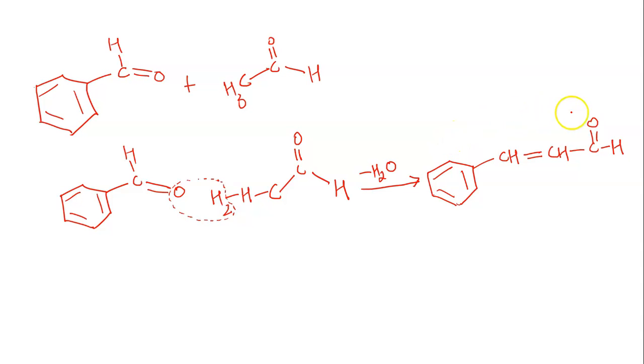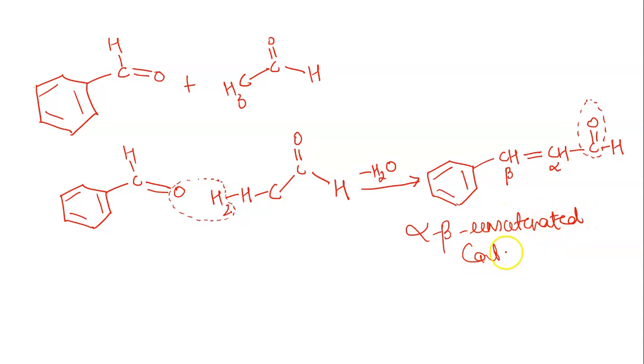Okay, so even here you can see carbonyl. The carbon next to that is alpha, the one next to that is beta, and we can see an unsaturation present between the alpha and beta carbon. So this again is an example of alpha, beta unsaturated carbonyl.